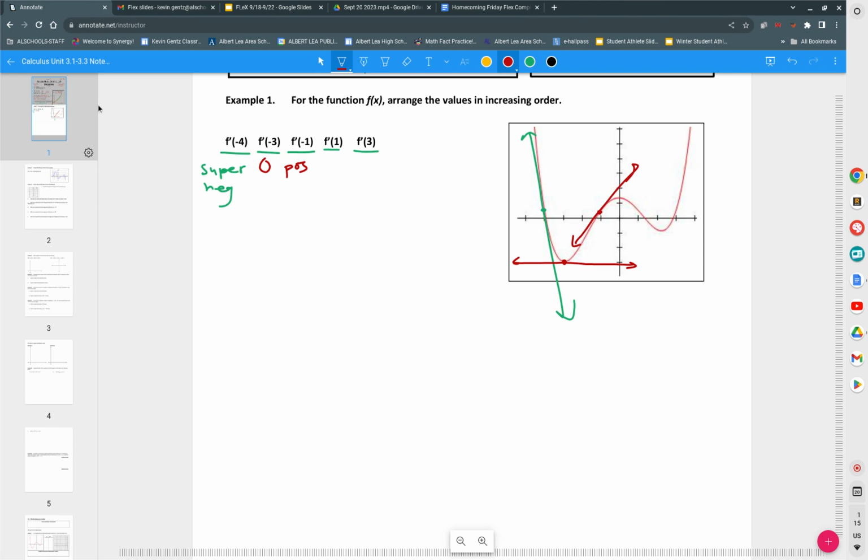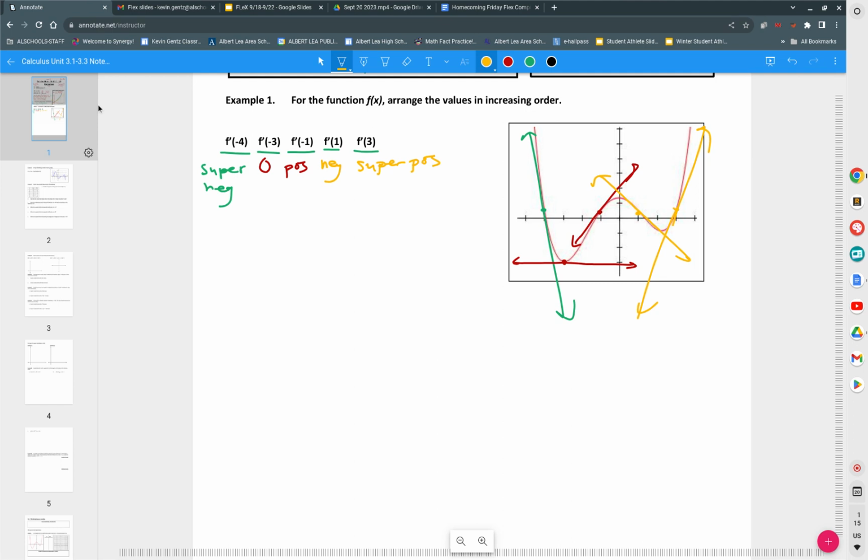How would you describe the slope at +1? Yeah, it's negative. How would you describe the slope at +3? Yeah, it's super positive. So I don't have exact values here except for the f prime of -3. Looks like it's probably 0.